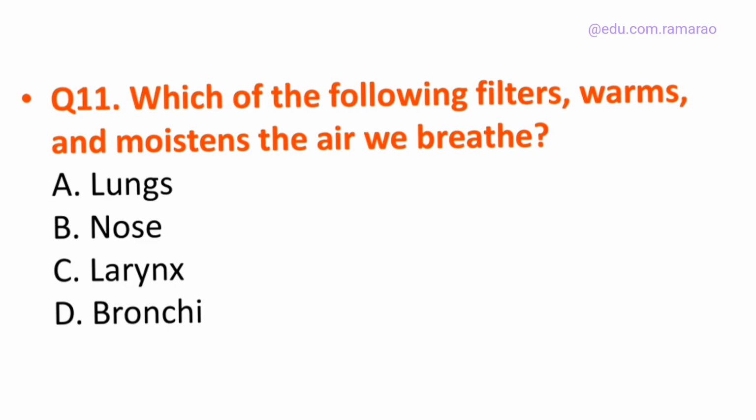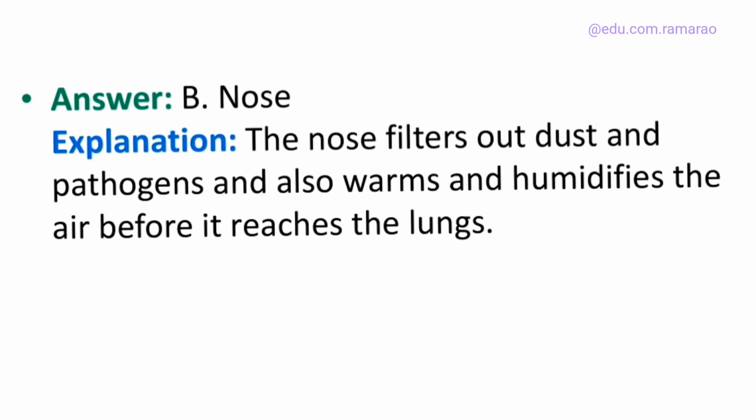Which of the following filters, warms and moistens the air we breathe? Option A lungs, option B nose, option C larynx, option D bronchi. The correct answer is option B nose. The nose filters out dust and pathogens and also warms and humidifies the air before it reaches the lungs.